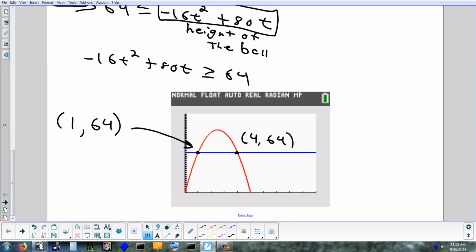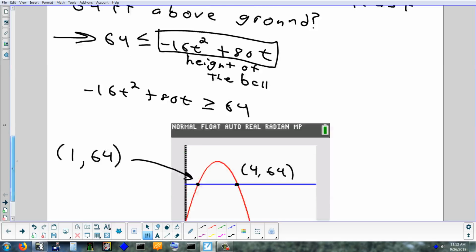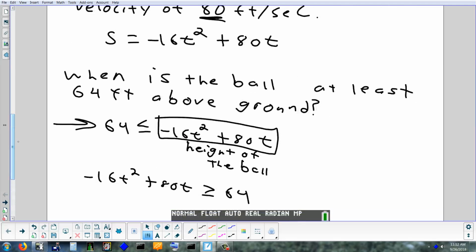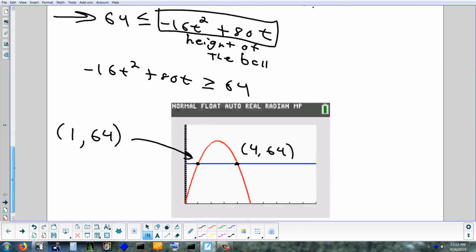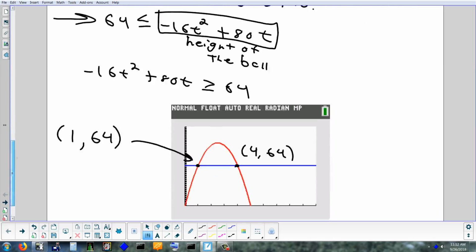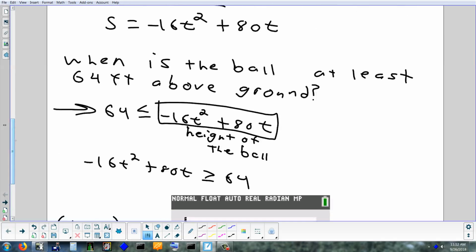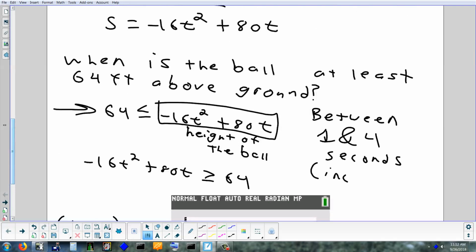And could you equal 1 second and 4 seconds? Yes, because at least means, like if I said I have at least $10, that means I have 10 or more. I could have equal to 10 or more. So equal to 64 or more. All right, so when is the ball 64 feet above the ground? Between 1 and 4 seconds. And I'm just going to put including the 1 and the 4.